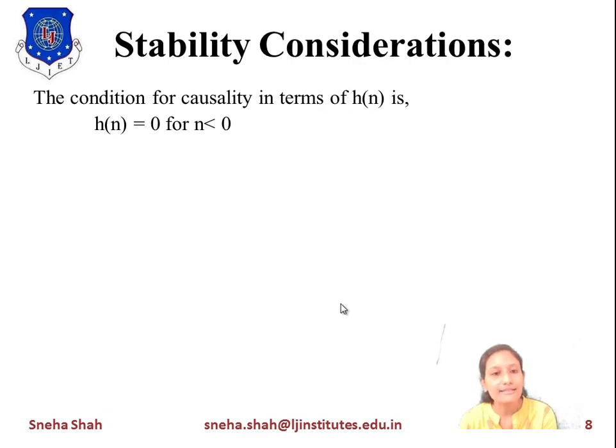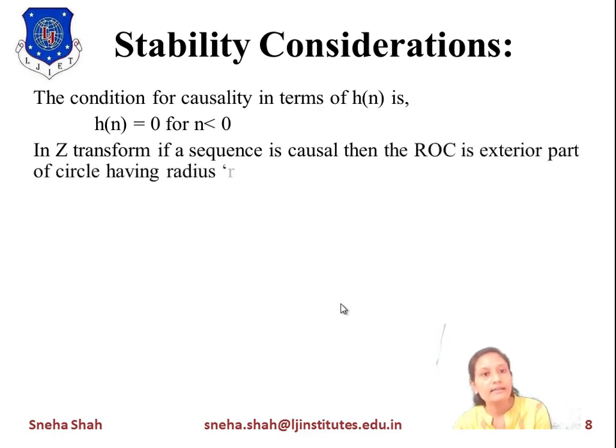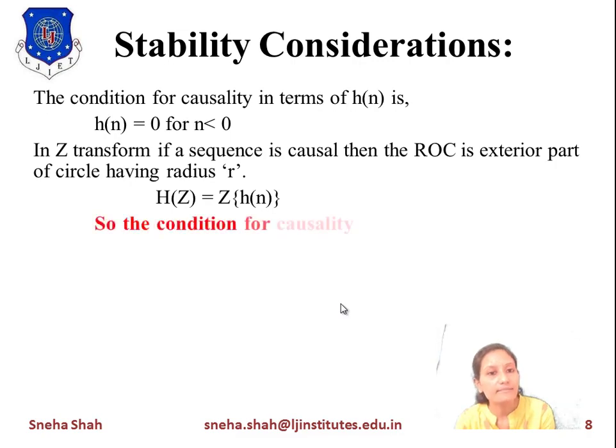It means for the negative value of n, the value of transfer function equals 0. It means h of n equals 0. So if we find the same condition in the z domain, then for the causal system, ROC is the exterior part of this circle which has the radius of r. If we find the Z transform of this h of n, then it is represented as H of z. So H of z equals the Z transform of h of n.